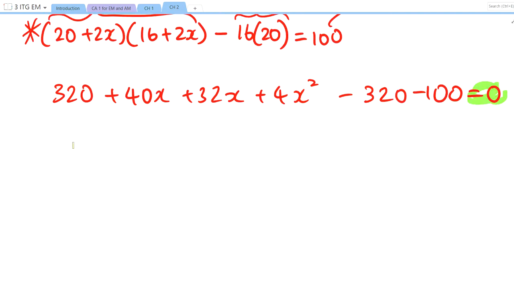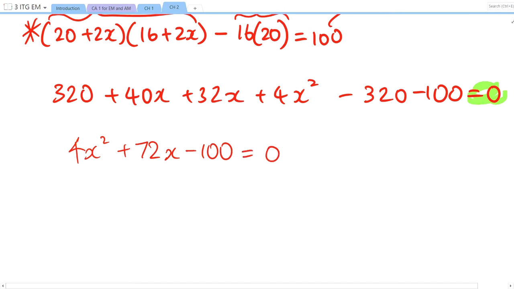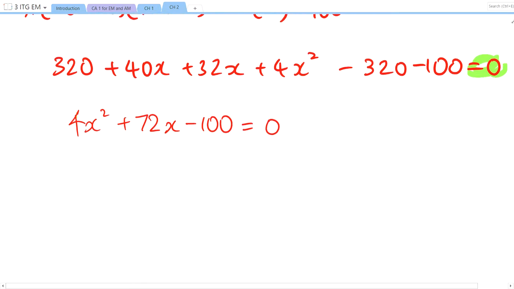We proceed, we get 4x squared plus 72x, then minus 100 equals 0. Okay. This is of the form ax squared plus bx plus c equals 0. Can you solve this? You want to factorize? All right, factorize. Can or not? No. I don't think so. So try using the quadratic formula.